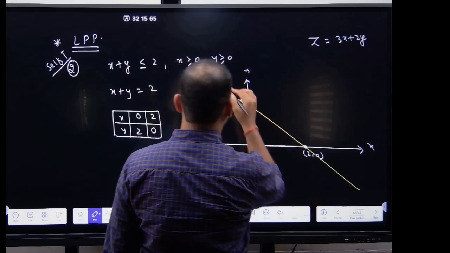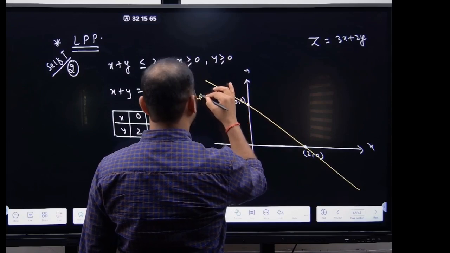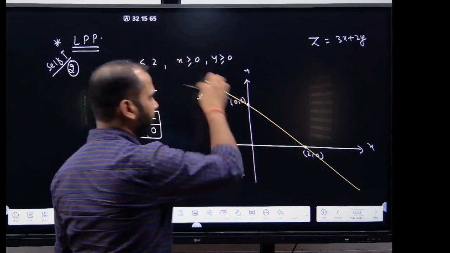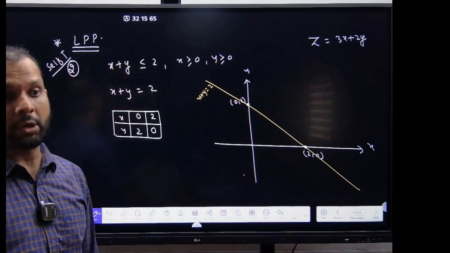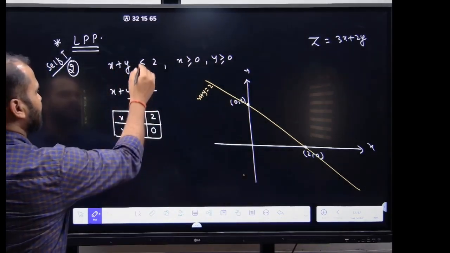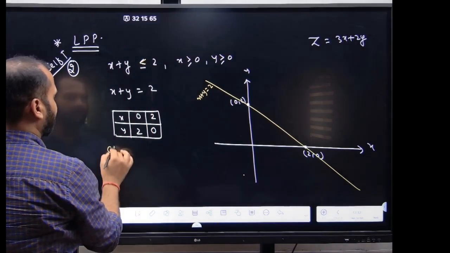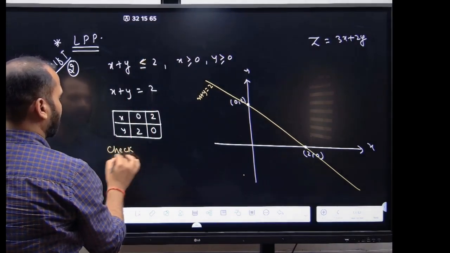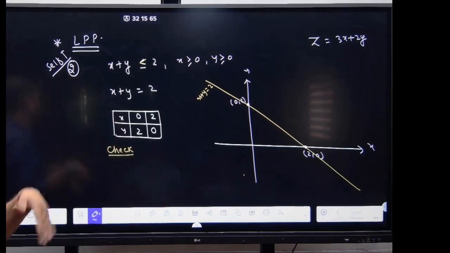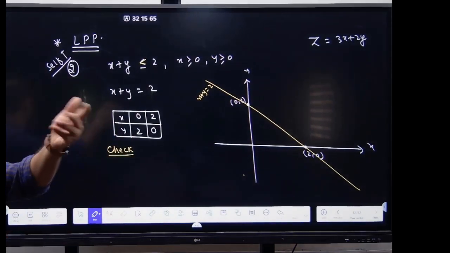This is the line. What is the equation of this line? x plus y is equal to 2. If it is equal to, then the point will be on the line. But here it is less than or equal to also, right? So for that purpose you have to do checking, because all the intervals are the answer. Either this side, the left side, will be the answer, or above.